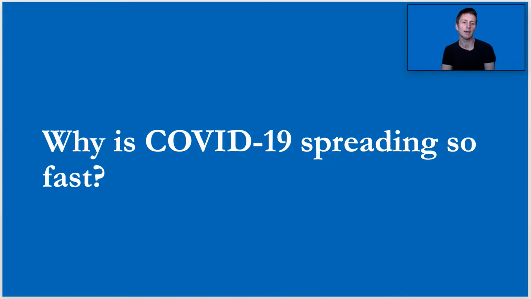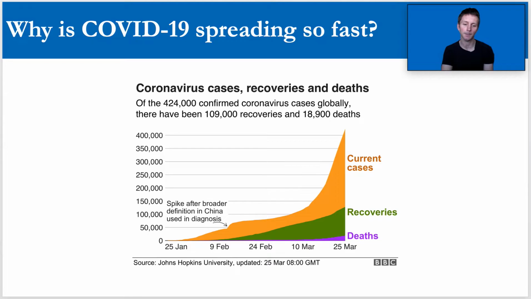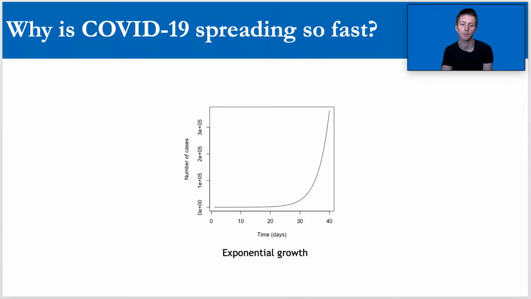So why is COVID-19 spreading so fast? And it is spreading very fast, and these are the sorts of graphs that you'll be seeing in the news where we've had a relatively slow uptake of the disease and then suddenly it shoots up. It's the same if you look in more detail at the deaths as well. And what becomes quite clear then is we're not looking at a linear growth over time, we're looking at something called exponential growth.